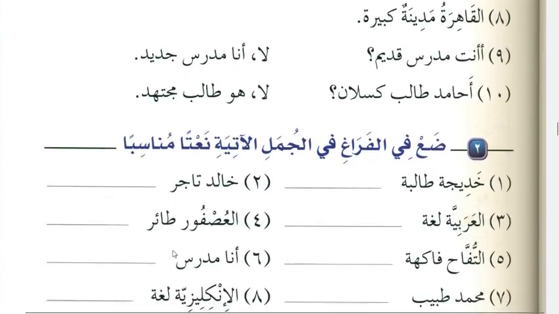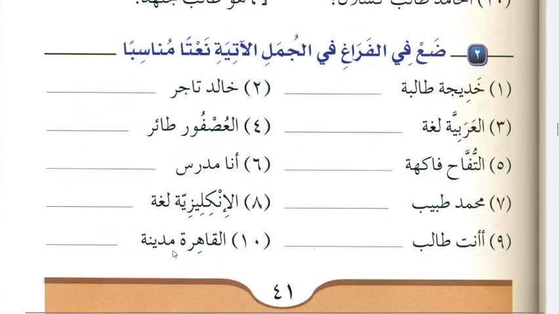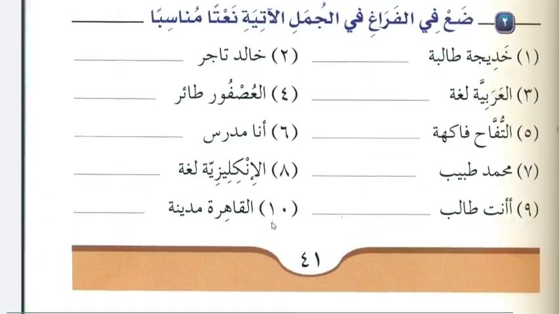Ahamidun talibun kaslan, is Hamid a lazy student? La huwa talibun mustahil, no, he is a hard working student. Da fil faragi fil jumalil atiyati natan munasiban, he is asking you to put in the blanks in the following sentences appropriate naat. You need to put any appropriate adjective in these blanks.